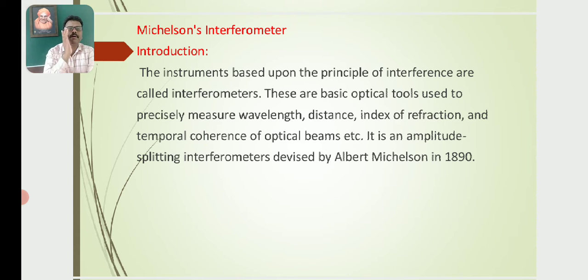So Albert Michelson discovered the Michelson interferometer. It was used to measure the wavelength of light, distance, refractive index, and temporal coherence of optical beams, which is based on the phenomenon of interference of light.